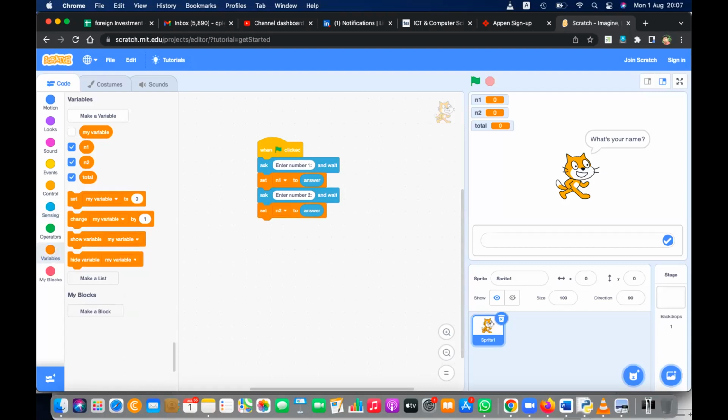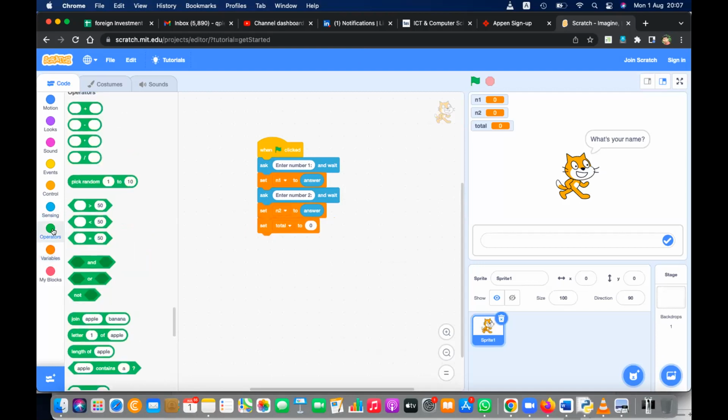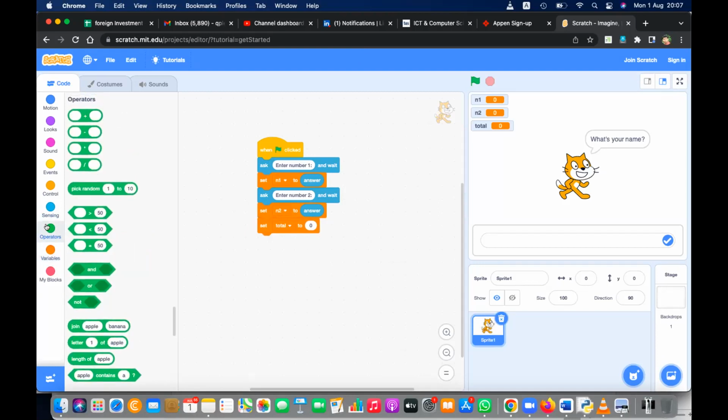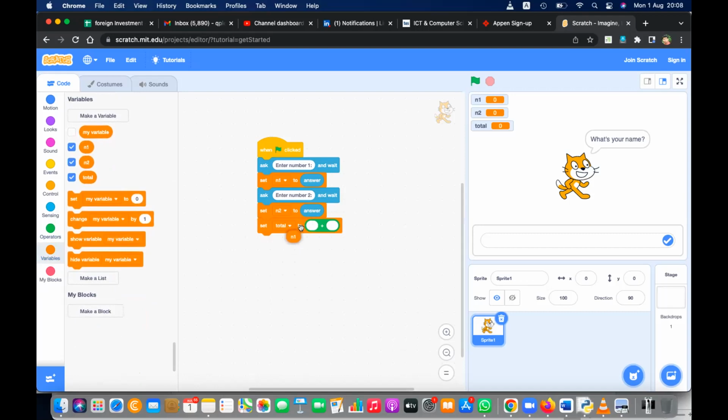How can I find the total? By adding number 1 and number 2. Then you have to set total to, from the operations, the green color one, you can see addition. Put addition there and then put from the variables these N1 and N2 variables. Now the total will be calculated.